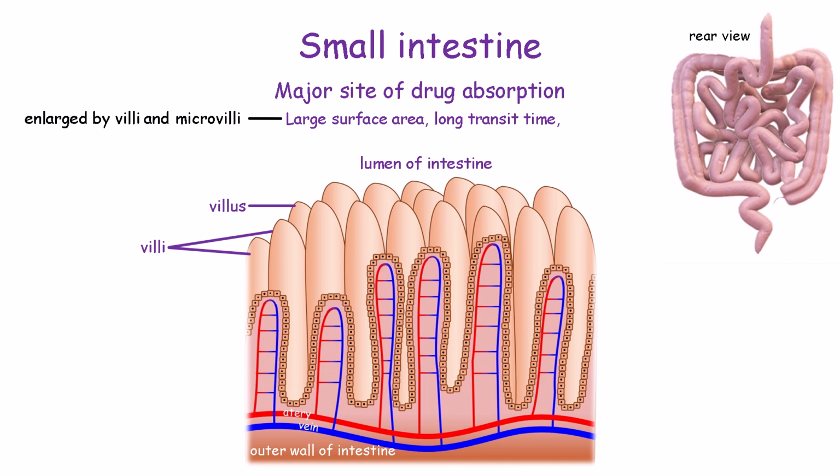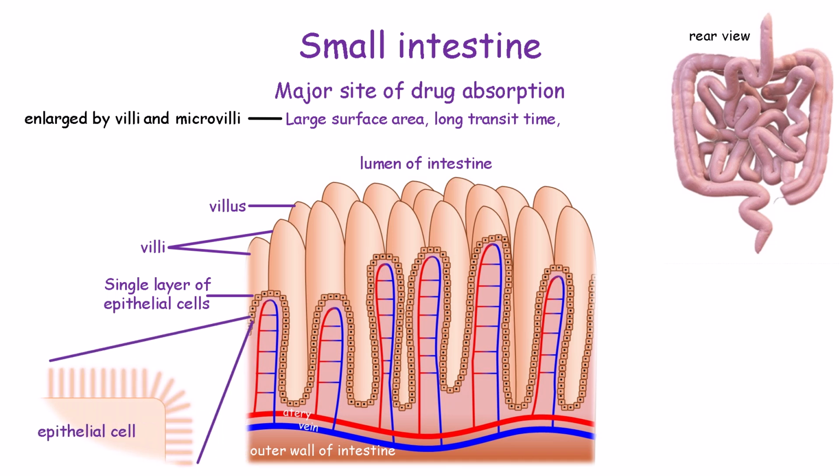A single layer of epithelial cells surrounds each villus. On closer inspection, each epithelial cell is itself coated with tiny extensions known as microvilli, dramatically increasing the surface area for absorption. Each villus extending into the lumen contains a rich network of capillaries. To be absorbed into the bloodstream, a drug must first cross the epithelial barrier and then enter the capillary network within the villi.